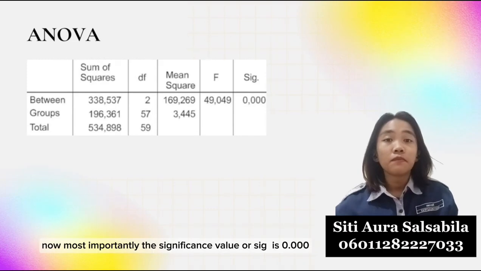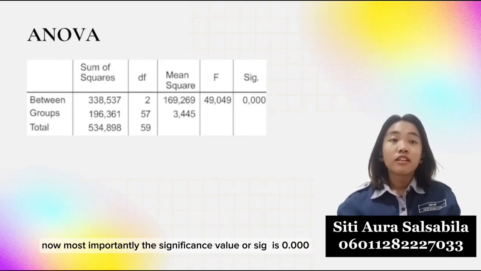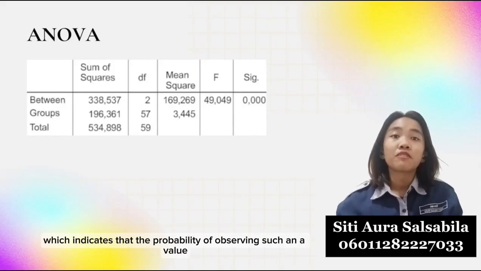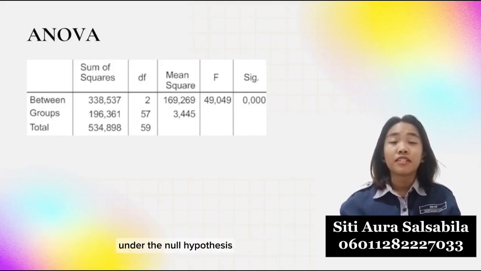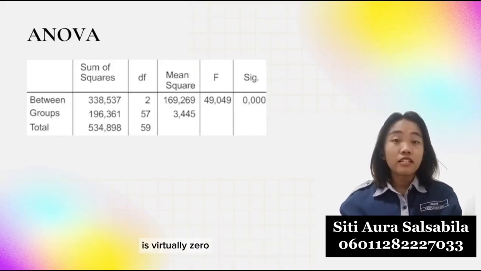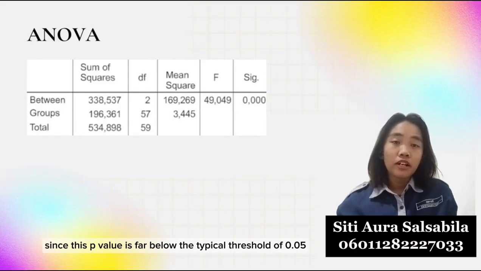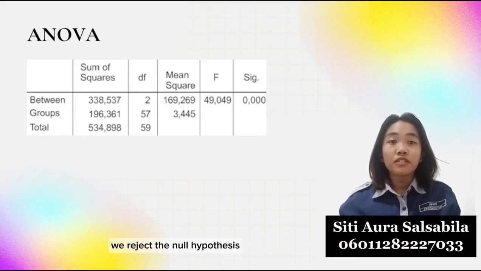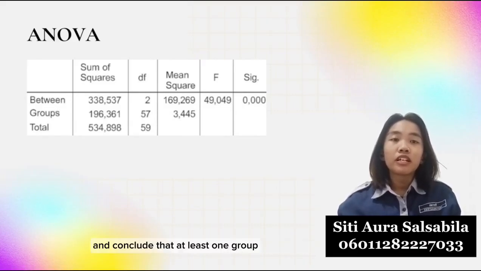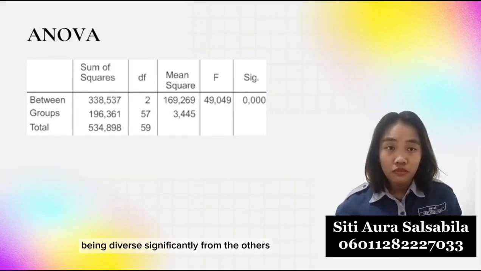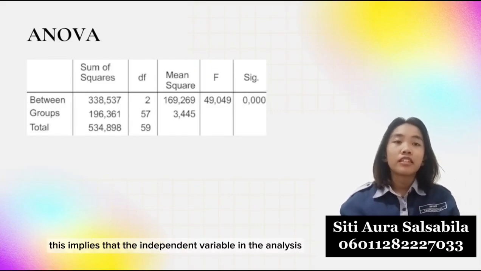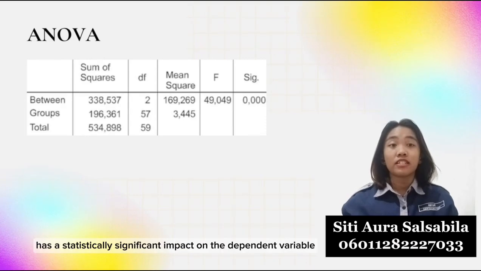Now, most importantly, the significance value, or sig, is 0.000, which indicates that the probability of observing such an F value under the null hypothesis that all group means are equal is virtually zero. Since this p-value is far below the typical threshold of 0.05, we reject the null hypothesis and conclude that at least one group mean differs significantly from the others. This implies that the independent variable in the analysis has a statistically significant impact on the dependent variable.